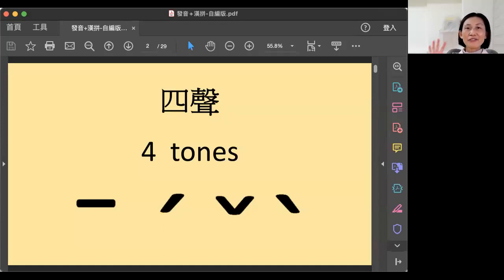Today we are going to learn 4 tones. They are ā, á, ǎ, à. Again, ā, á, ǎ, à. Yes, very good.